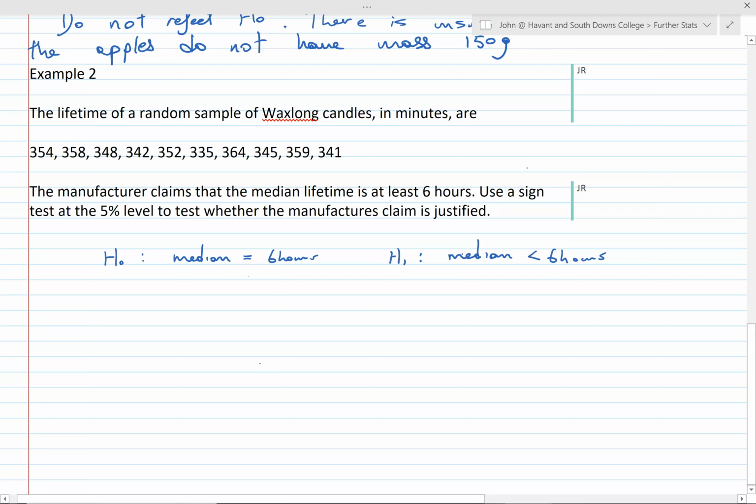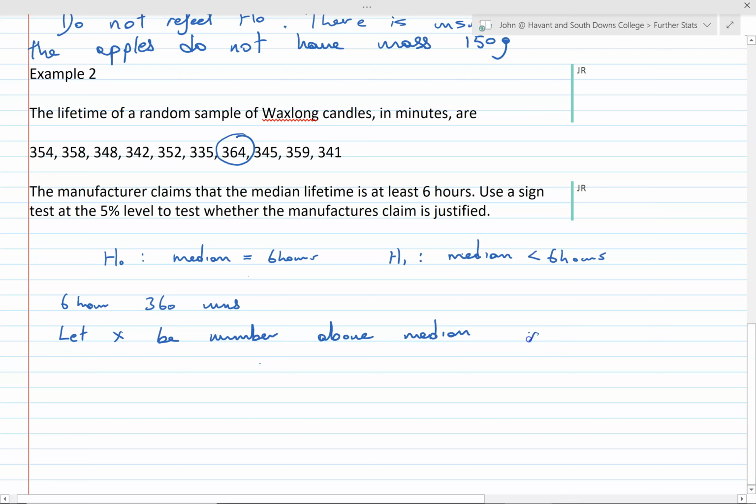Okay, so once we've done that, it's all pretty straightforward here, I think. Here we've got 6 hours, of course, is 360 minutes, and here we've only got one value, so we let x be the number above median. You could make it below, but it would be easier to do it above in this case anyway. It would be the same answer if you made it below.